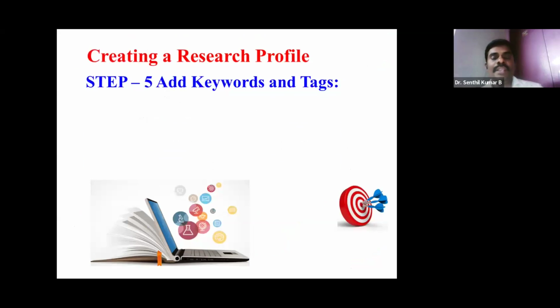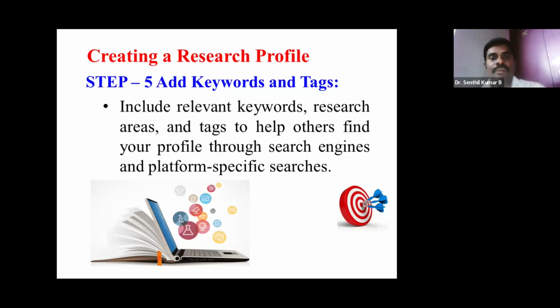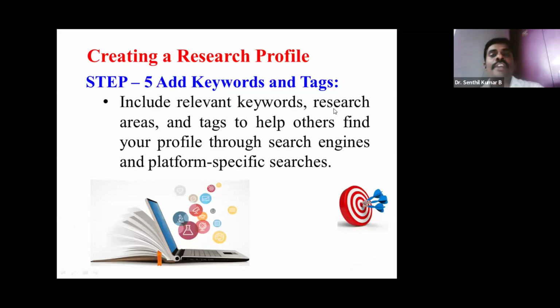And the next step is adding keywords and tags. It's just like whenever we publish an article, we add keywords. These keywords will help people in searching and finding you easily. For example, if you add a relevant keyword for your research area, the tags will help others find your profile through search engines as well as through platform-specific searches. So that is also an important step. Whatever your area of expertise or domain of research is, please include that also, so that it will be easy for people to get connected with you.